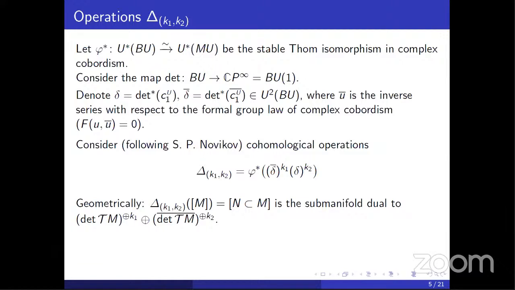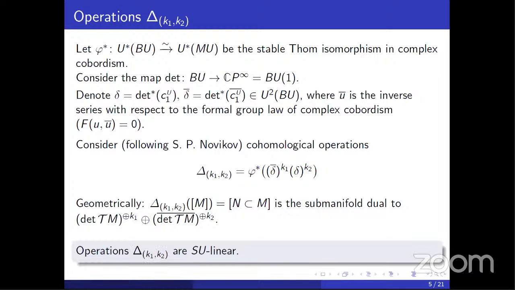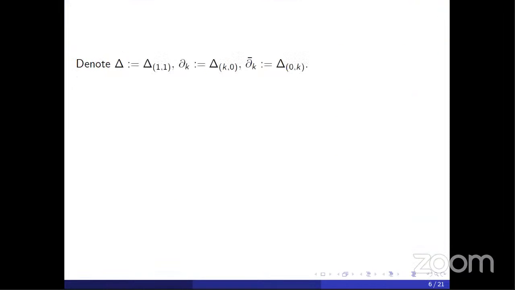And from this geometrical interpretation, we can obtain that these operations are SU linear, just because they are defined via the determinant, which does not depend on SU manifold factors. So we obtain the family of SU linear operations with clear geometric action. Now let's fix some notations which we'll use further.